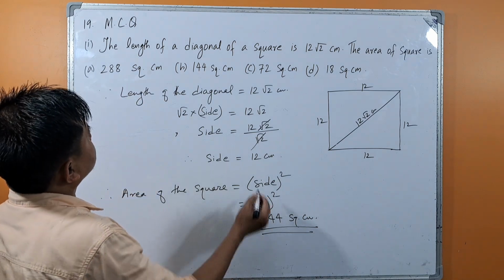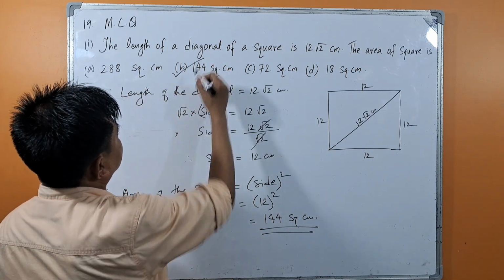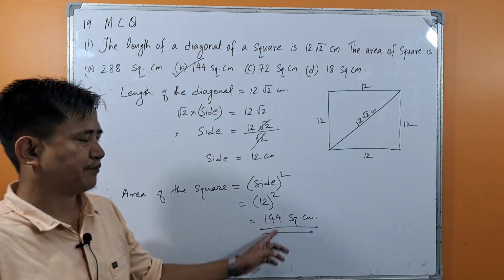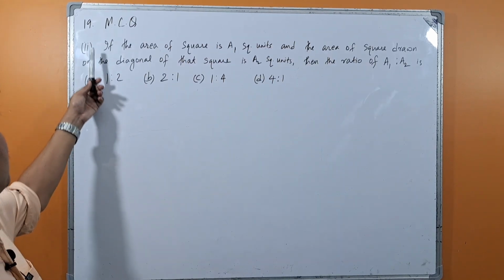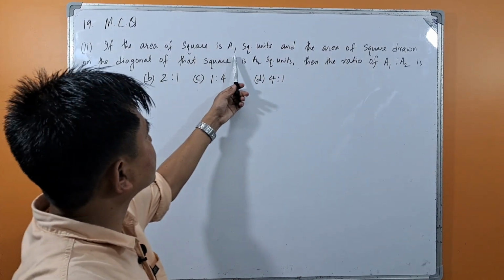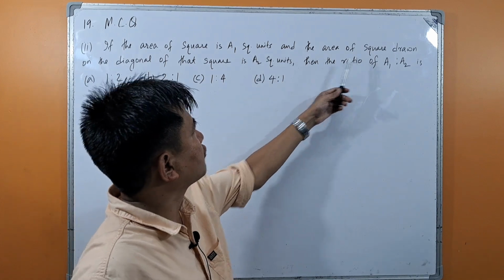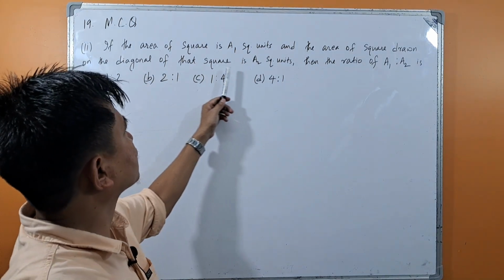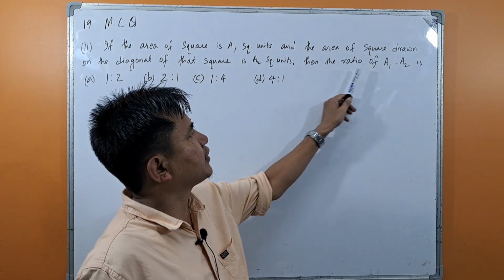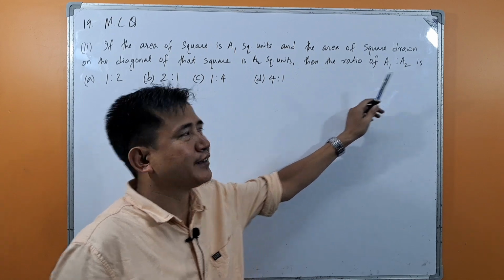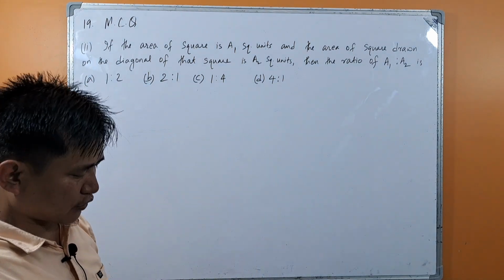So which one is the correct option? Option B is the correct one, isn't it? 144 square centimeter. Okay. Question number 2 of 19. If the area of square is A1 square units and the area of square drawn on the diagonal of that square is A2 square units, then the ratio of A1 is to A2 is, we are given 4 options. We are asked to choose the correct one.